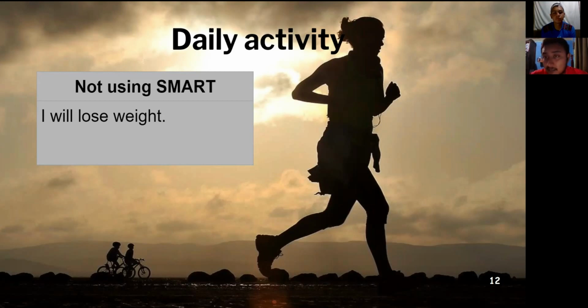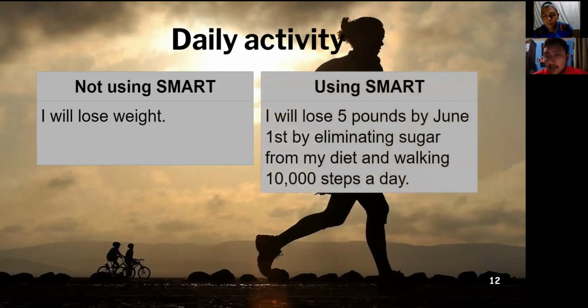We can say that we are observing a concise and concrete objective, but there is something missing. There are missing some steps to follow. And I believe that this objective can improve in order for us to achieve it. So, Daniel, I will ask you to read the next part of this objective, please. So using SMART, the objective would be: I will lose 5 pounds by June 1st by eliminating sugar from my diet and walking 10,000 steps a day.